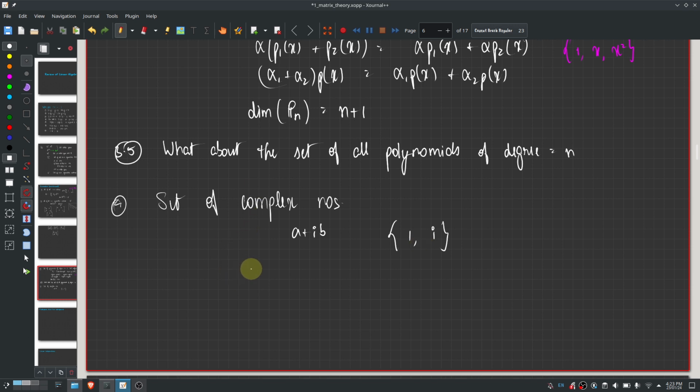The dimension of C, of course, here I'm assuming that the underlying field is the set of real numbers. So over the reals, the dimension of C is equal to 2. Okay, any questions?